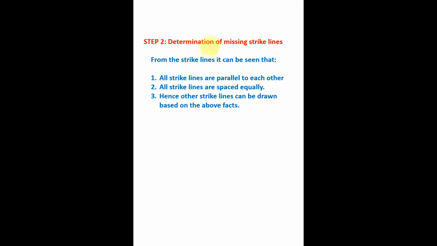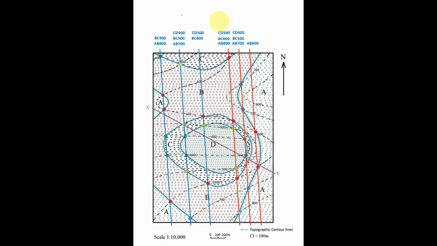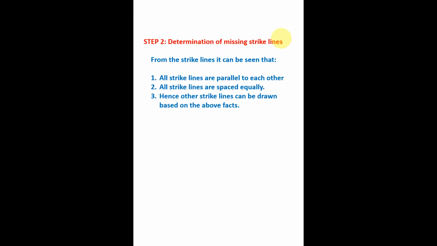Step 2 is determination of missing strike lines, but we have already covered this step here, because in the previous map, when we were doing the first map, since you did not know the concept, I had split it into two different steps. But here, if you see, we also marked those points which were not evidently striking the same junction twice. So we also marked such points, we drew strike lines, and we named those points as well. So we have already drawn the missing strike lines as well as named them.